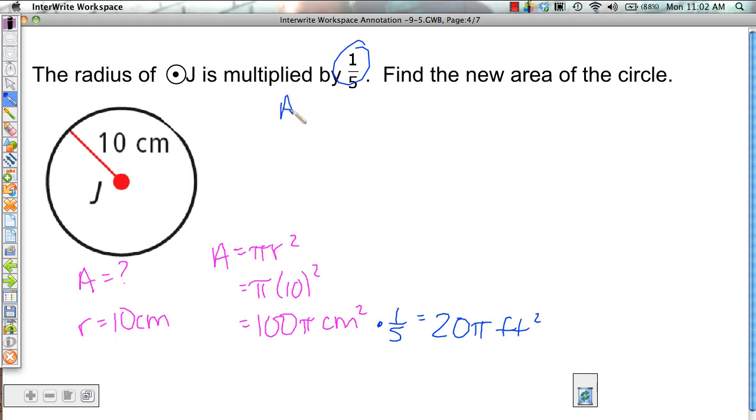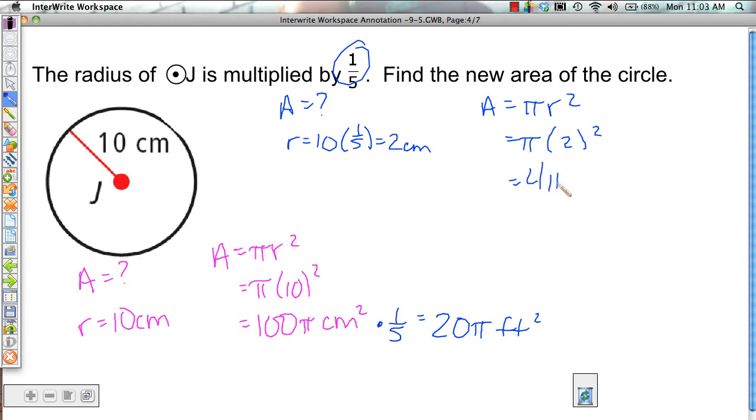So now, area is what we're finding. We're multiplying the radius by 1/5, which gives us a radius of 2 centimeters. So if we were to plug into our formula, we get an area of 4 pi square feet. Those numbers do not match up. So can you think of why the answers don't match up? Pause the video now to see if you can figure out the problem.